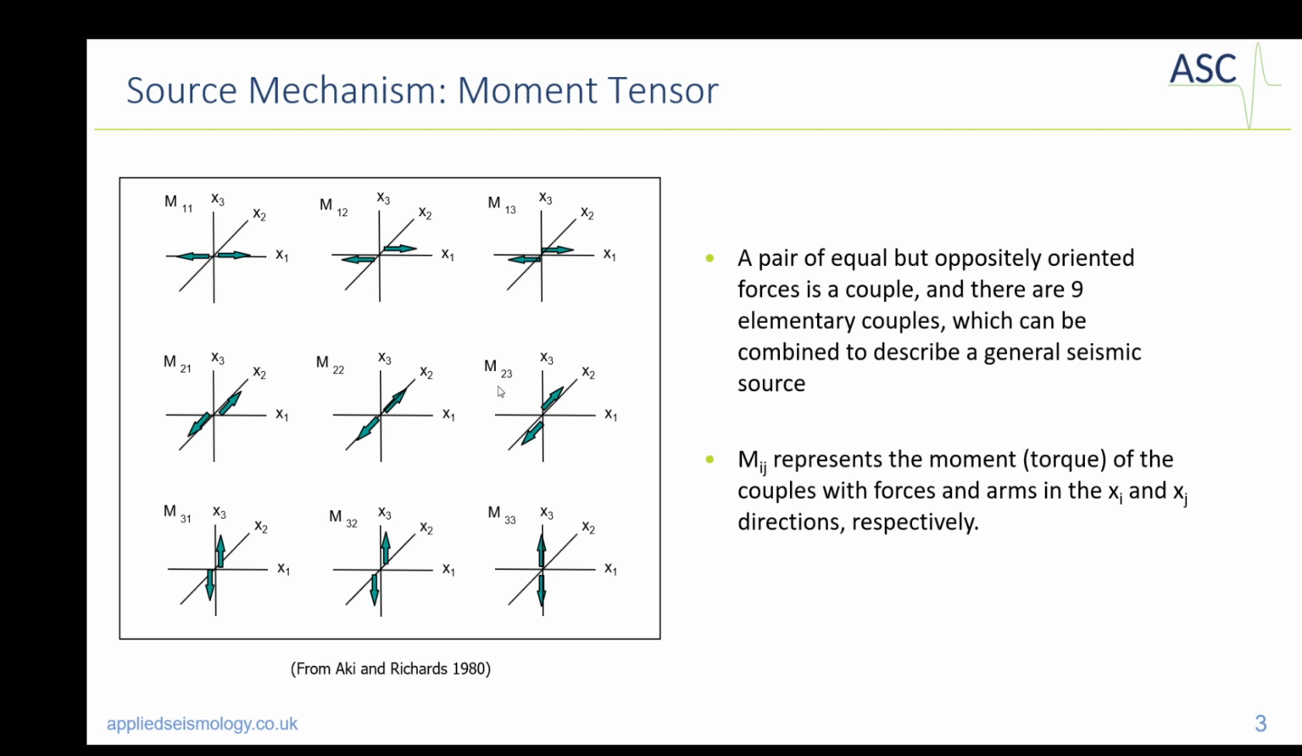For example, if we take this term, the moment 2, 3 will be the forces acting on the x3 axis, in this case the vertical axis, in the direction of x2. And here we can see what we have in the diagonal. There's no moment in them, basically there's no torque, because the forces are in the same direction as the axis that they are acting on.